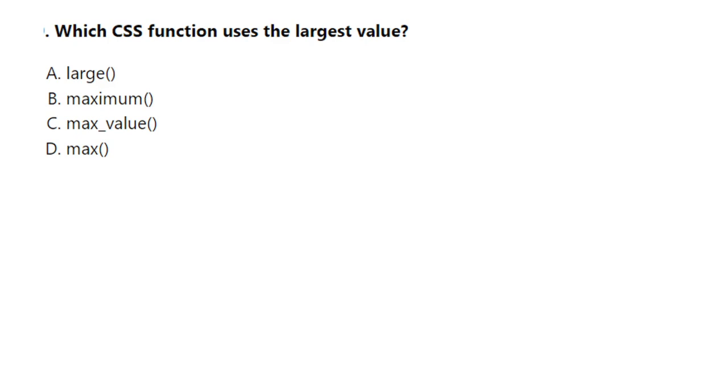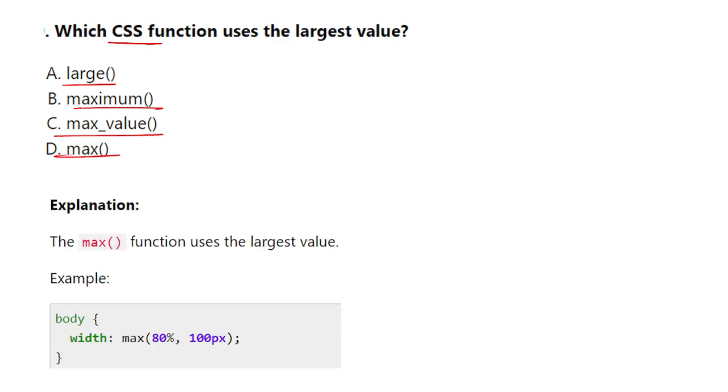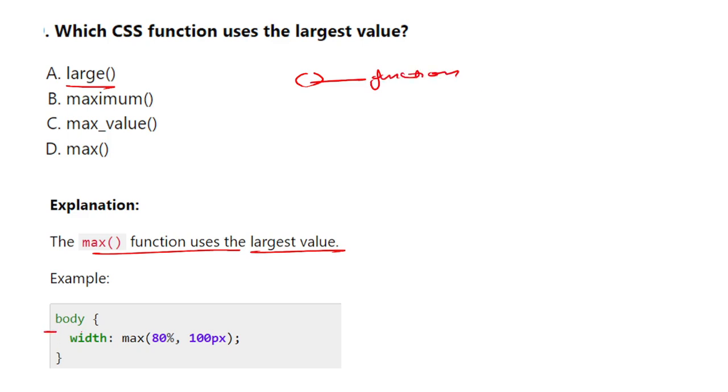Next question is: which CSS function uses the largest value? If you want to hold the largest value in cascading style sheets, you can use the large function, maximum function, max value function, or simply the max function. So the correct answer is the max function, option D. The max function uses the largest value. Remember one point: whenever you use brackets after any word, that becomes a function. So body width: max(80%, 100px).